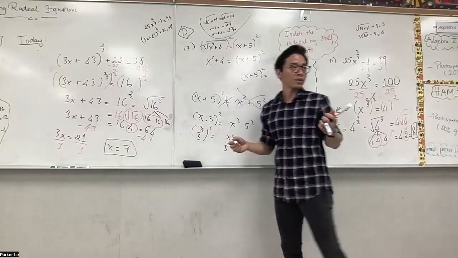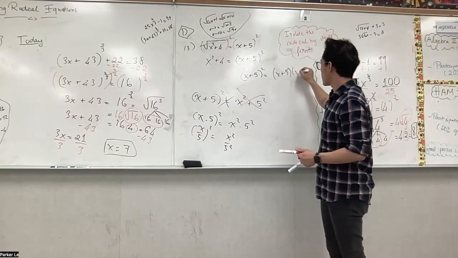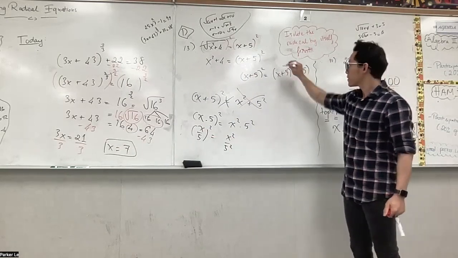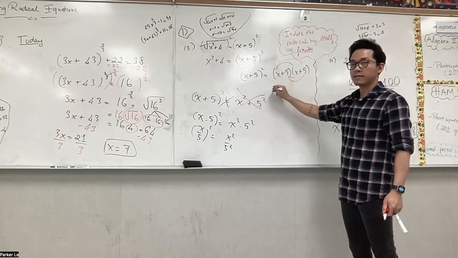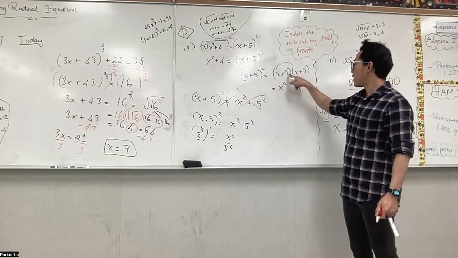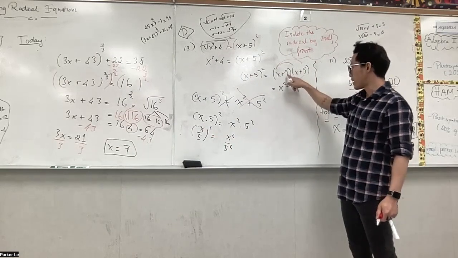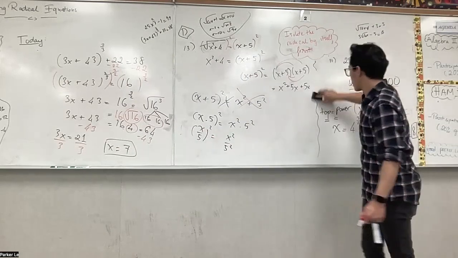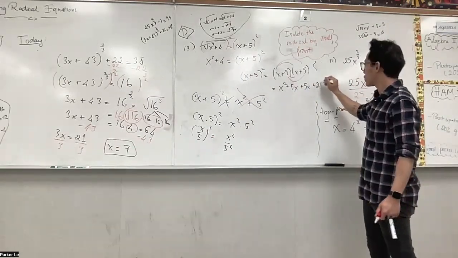You do the FOIL. X plus 5 times x plus 5, right? And you're going to do FOIL. X squared. So x times x is x squared. And then x times 5 is 5x. And then 5 times x, you get 5x. But let's go one by one. So 5 times x is 5x, and then 5 times 5 is 25.